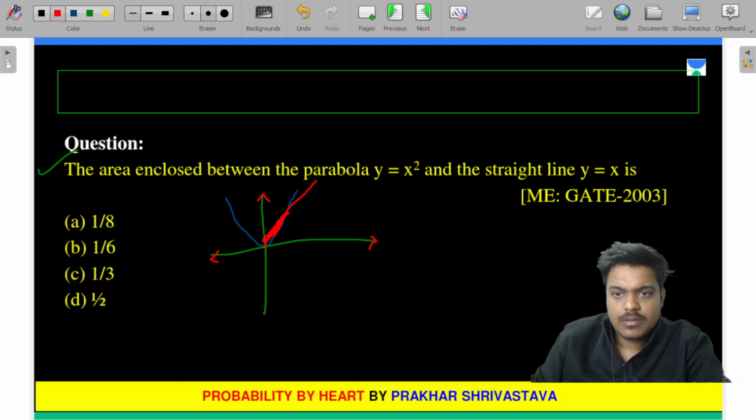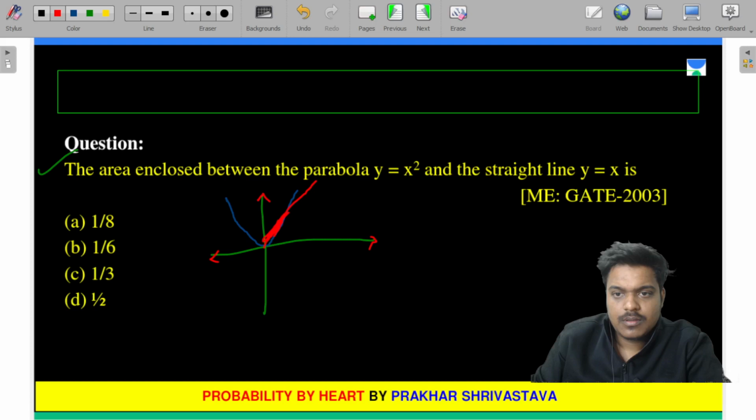Upper limit will be x square to x. Now this is very very important. Now you put in the values. This will be x minus x square dx, integrating between 0 to 1. And if you try to solve this, this is x square by 2 minus x cube by 3, integrating between 0 to 1. If you put the value, this will be 1 by 2 minus 1 by 3, and the answer comes out to be 1 by 6.